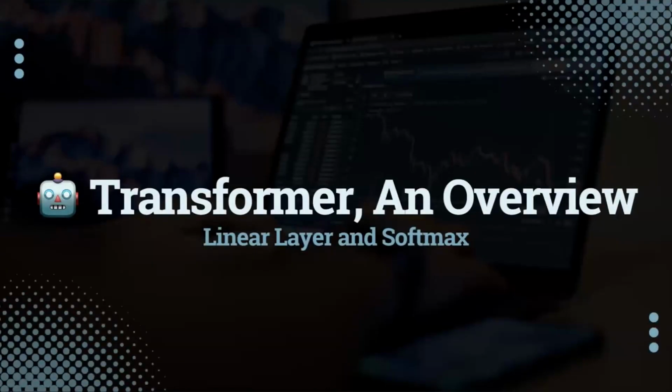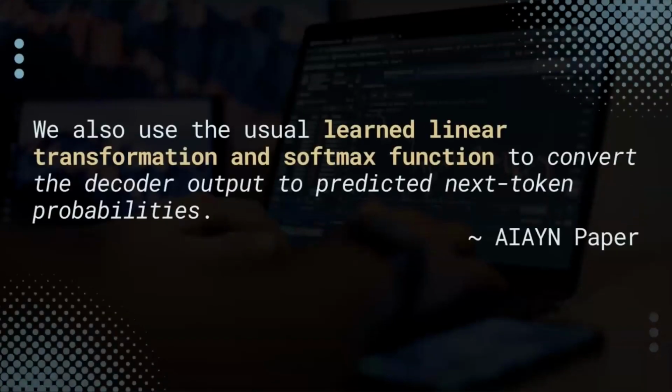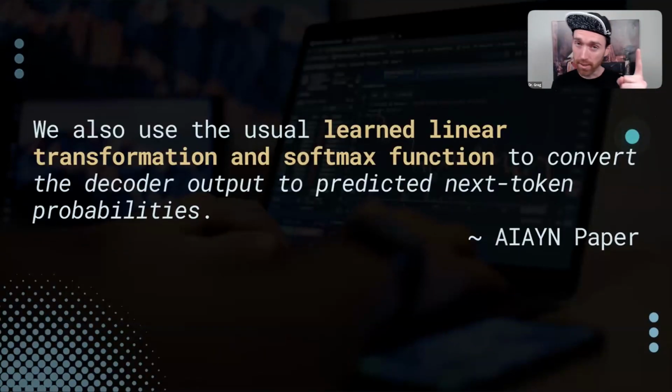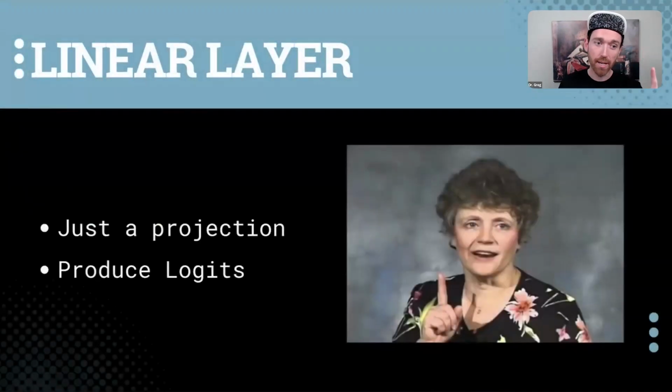We're going to talk about the linear layer and the softmax, because these are really where the rubber hits the road with GPT models. Remember this line from earlier: usual learned linear transformation and softmax function to convert the decoder output to predicted next token probabilities. It's quite similar to the one we saw earlier, though not the same. Again, we're seeing this learned linear transformation, similar to what we heard with embeddings and encodings, and a softmax function to convert the decoder output to predicted next token probabilities. Now, there's only one linear layer.